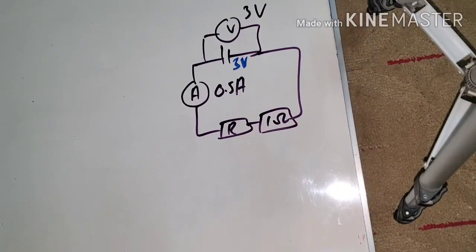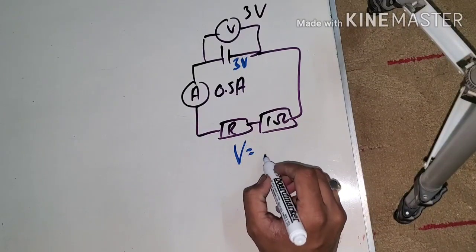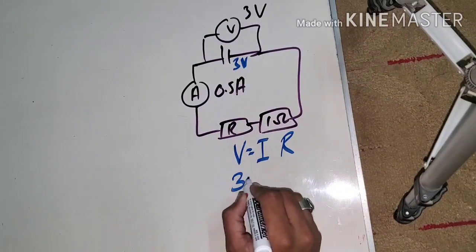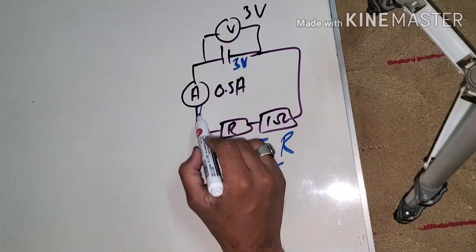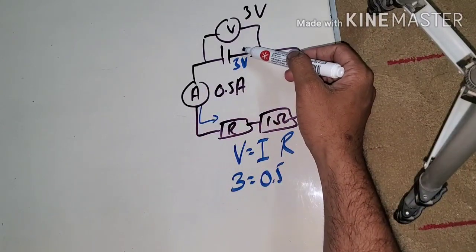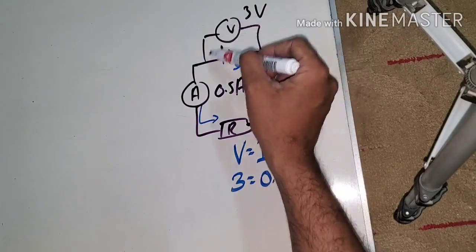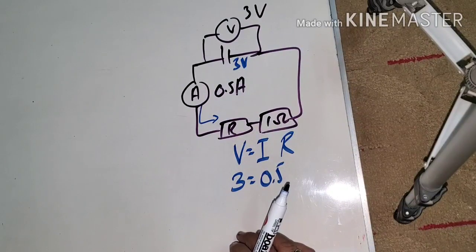It is simply a question of Ohm's law. V is equal to I into R. Voltage is 3, current is 0.5. As we can see, the current will be constant in this series circuit. A voltmeter is a device which measures the voltage without drawing any current, so it will not use any amount of the current.